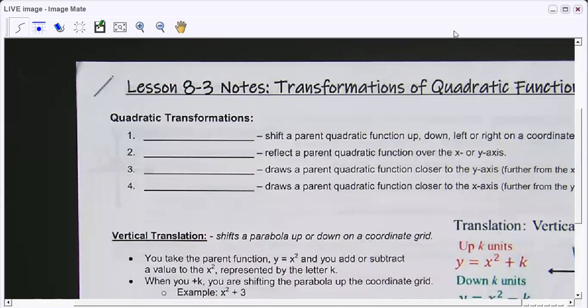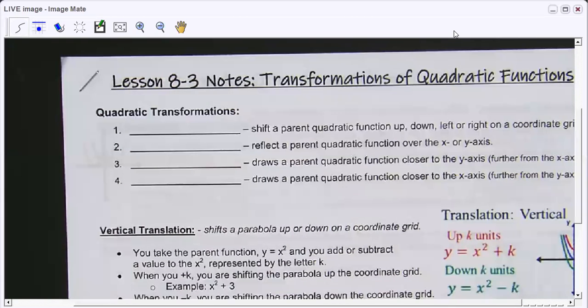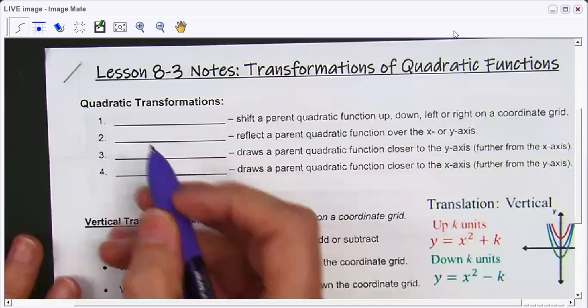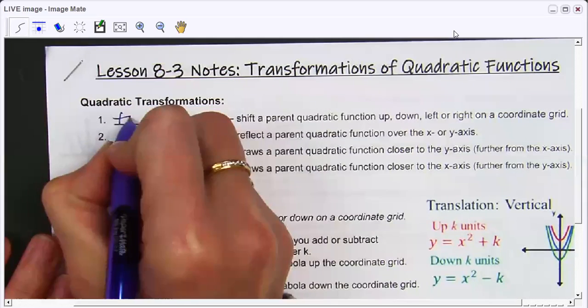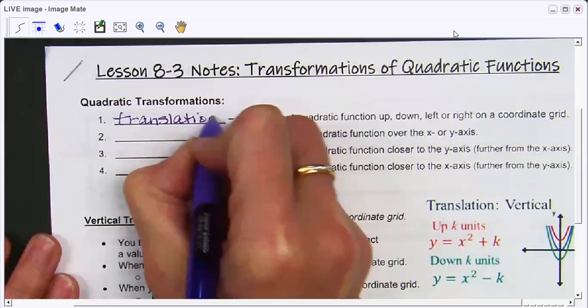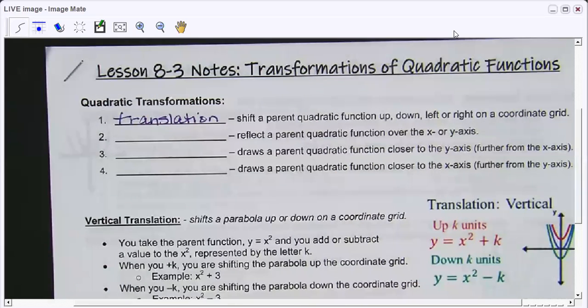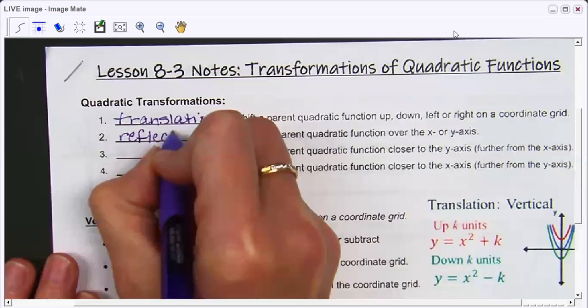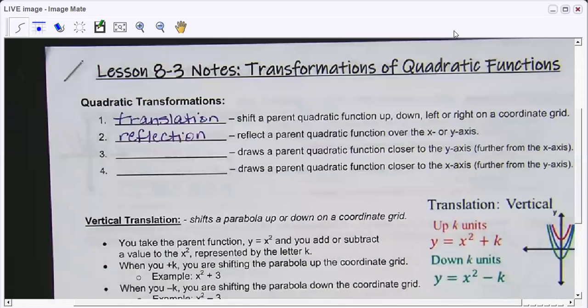Okay, so a couple of vocabulary words, which will be on a quiz, probably your test 2. When you shift a parent function up, down, left, or right, that is called a translation. If you reflect a parent quadratic function over the X or Y axis, that's a reflection. That's obvious. On your quiz or test, it may say it crosses the X or Y axis so that I don't give it away in the definition.